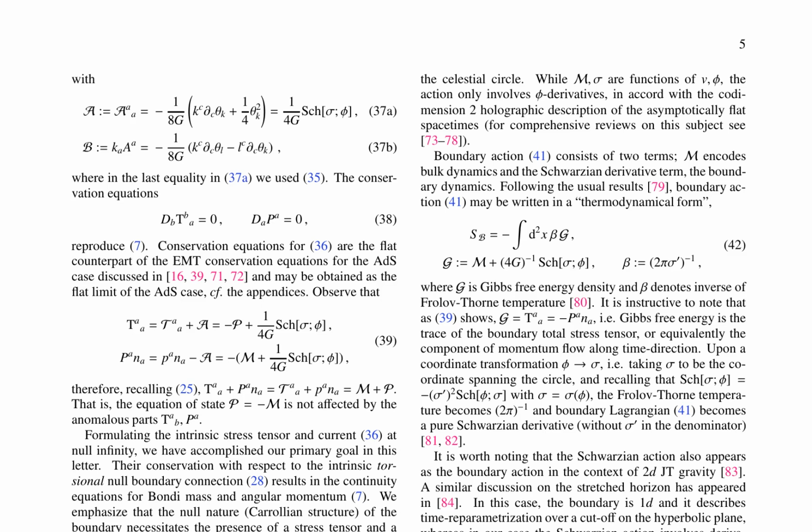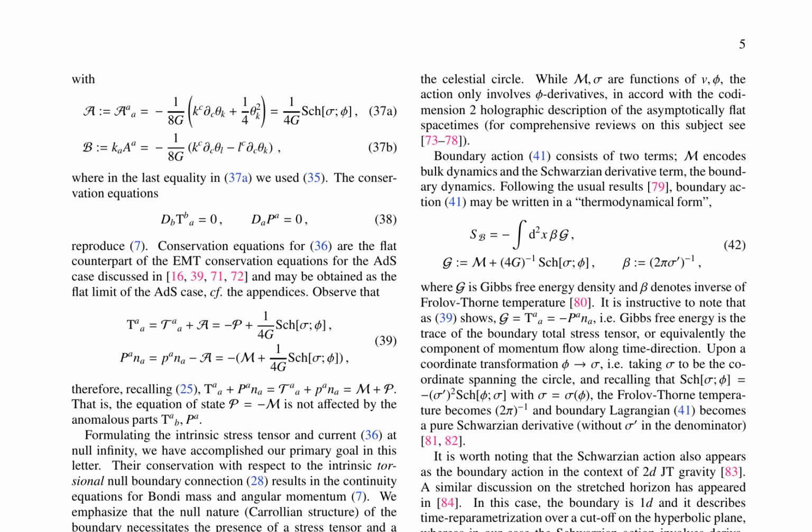Here is the combined summary of pages 5 to 8 of the research paper. The authors formulate the intrinsic stress tensor and current at null infinity, canonical conjugates to the Carrollian degenerate metric gamma ab and the Ehresmann connection Na.